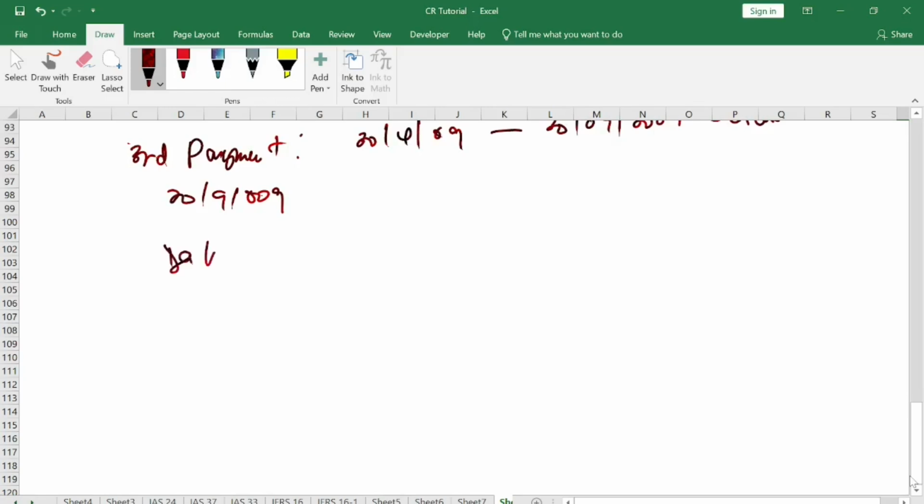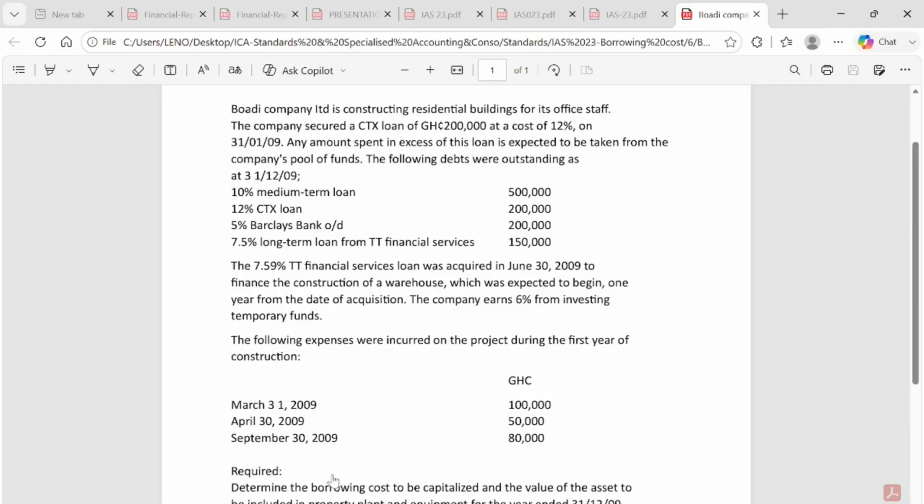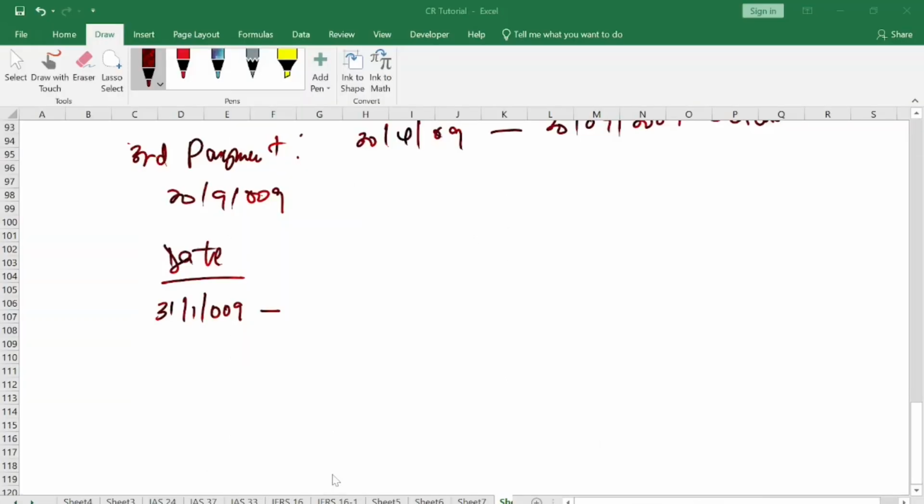So you pick the date here. Now you have it from between when the loan was acquired, 31st January 2009, to when the payment was made. The payment was made on 31st March 2009. The loan was acquired on 31st January 2009, and the expenditure on the project was made on 31st March 2009. So how many months? It's 2 months.